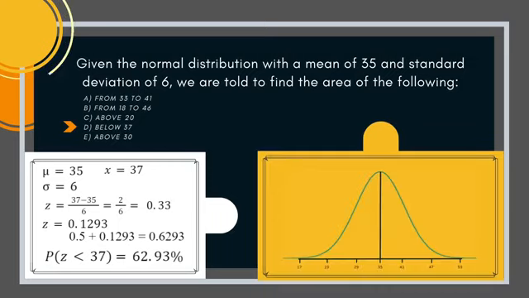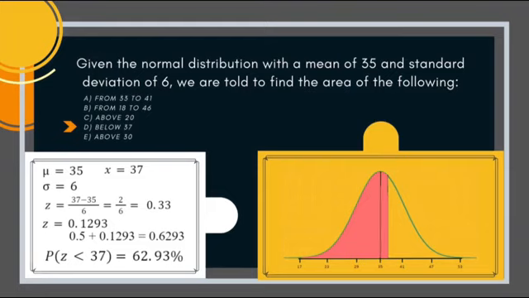Sa huling step, gagawin na natin yung graph, still using 35 as the mean and 6 as the standard deviation. We can plot the graph of the distribution. We will locate and mark 37 and then highlight all the areas on its left side to visualize the distribution of the values that is below 37. Pagkatapos nito, ay makikita na natin ang 62.93% na probability na makuha ang mga values na to.